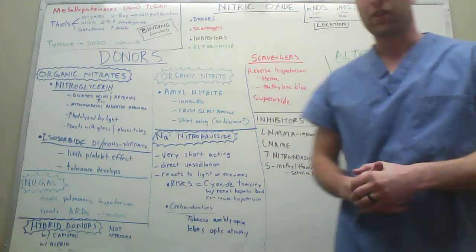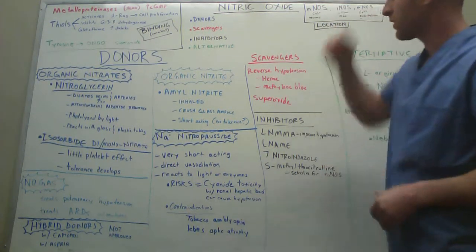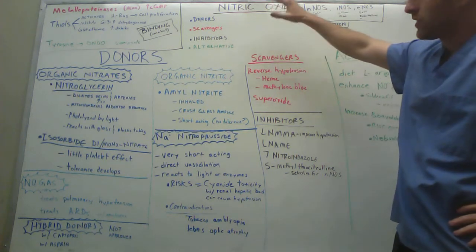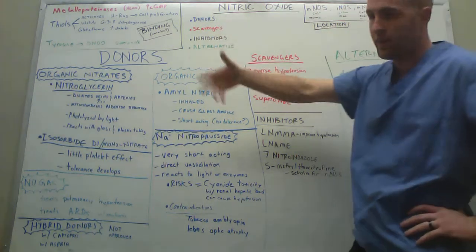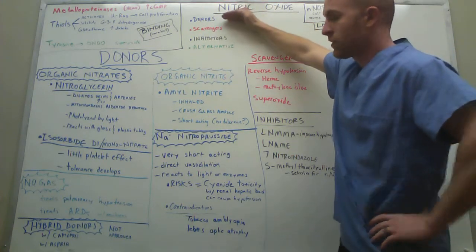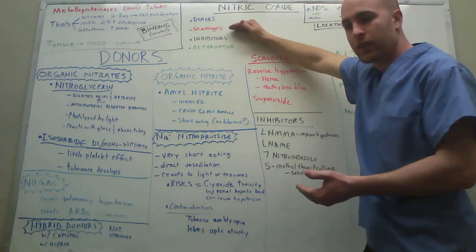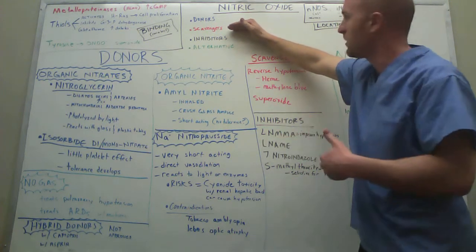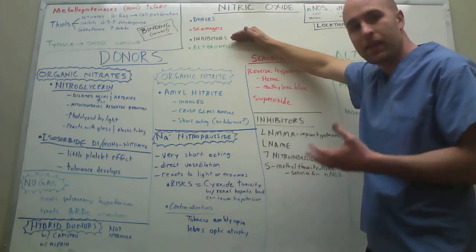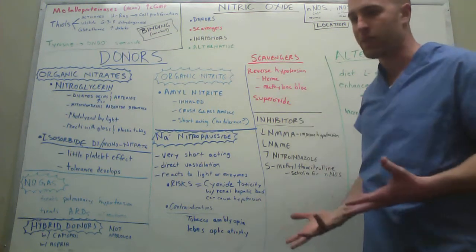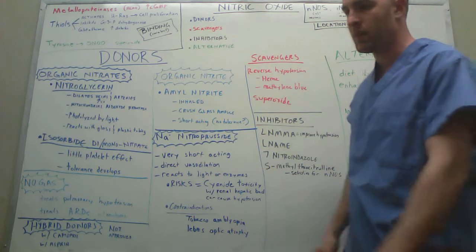Pharmacology lecture on nitric oxide. This is the second part of the lecture. First of all, we just need to understand that nitric oxide has different ways of being interacted with. Some things will donate nitric oxide, some things will scavenge the nitric oxide, which means they'll remove it out of the system. Some things will inhibit the action of nitric oxide. And there are also alternative methods of giving a person nitric oxide.